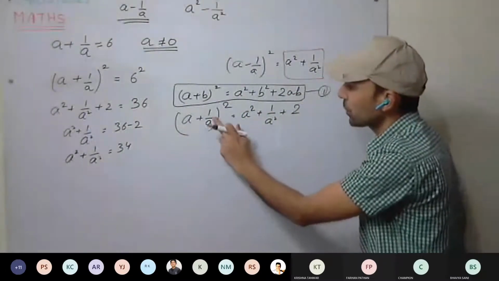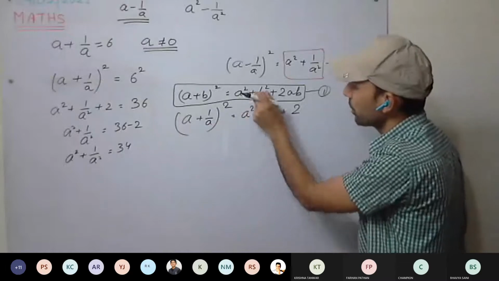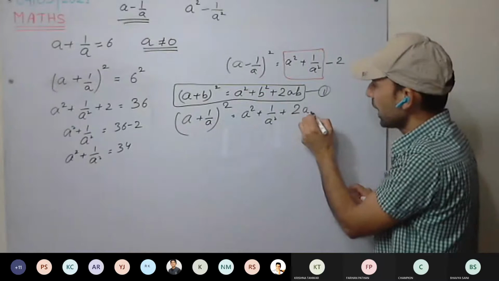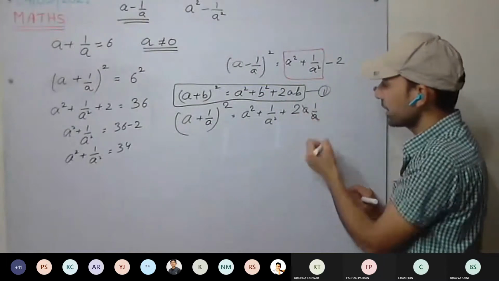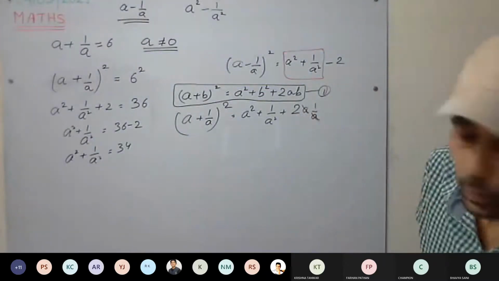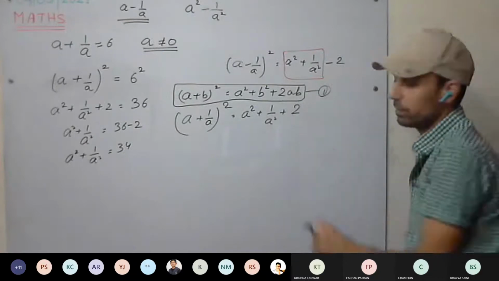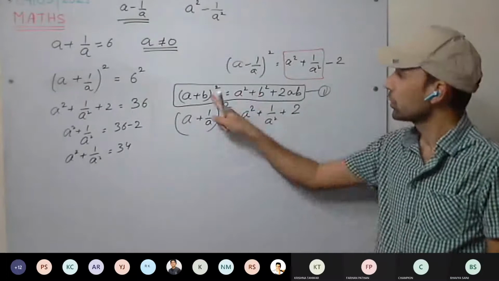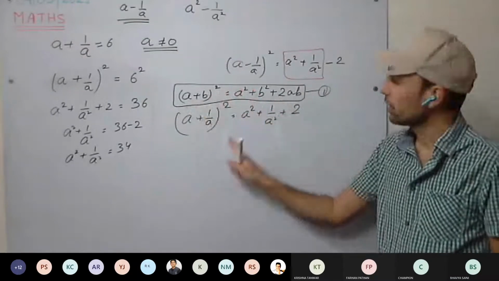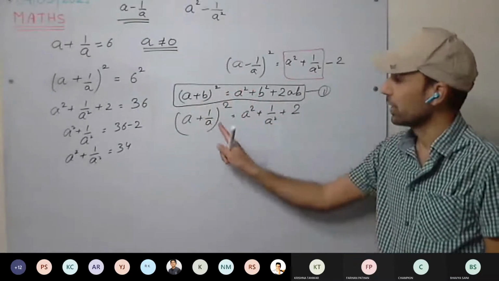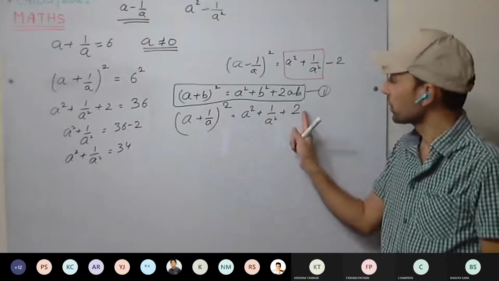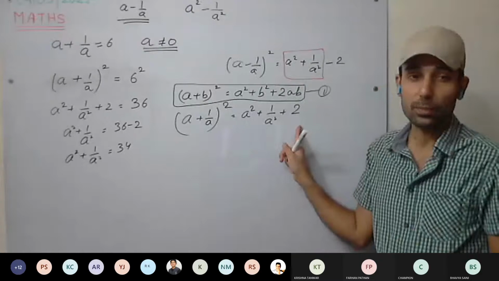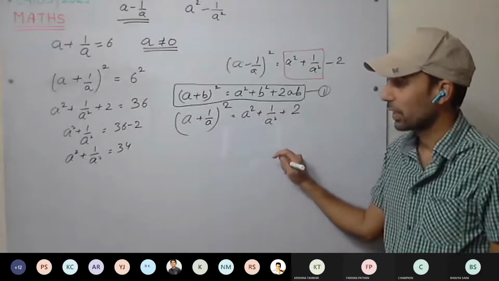Now a plus 1 upon a, the whole square. So a square, b will be 1 upon a square, 2 into 2ab. A gets cancelled. What is remaining? 2. Understood this one? Yes, sir. So always remember this one. If you are not able to figure out, use the first one. This is the basic equation we can use to take the square. You have b equal to 1 upon a, you put, you will get 2. And never forget this 2. This 2 will create a lot of trouble if you forget this one.